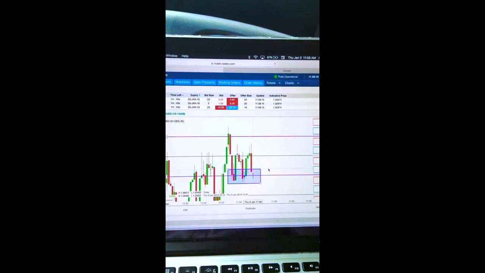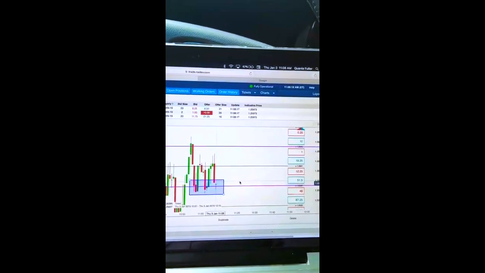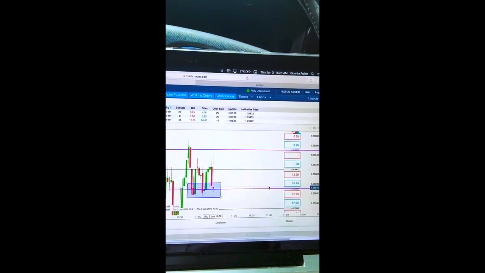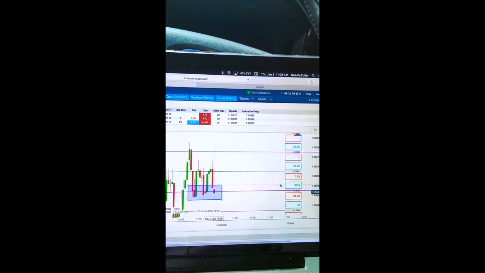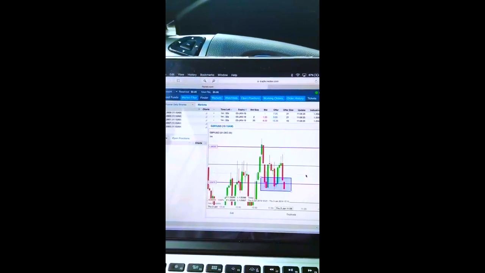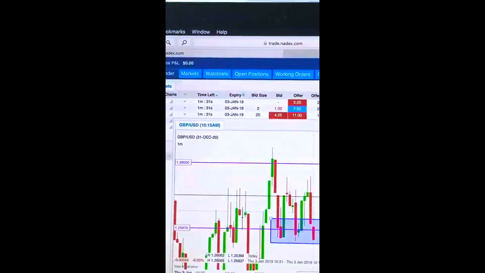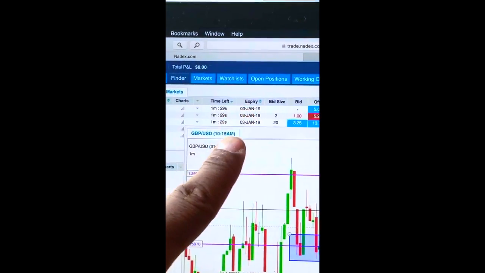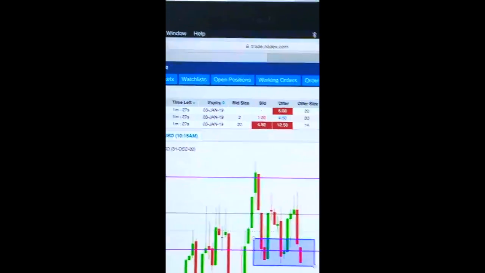Now, if you look at what it's doing now, there's an opportunity there. You see that? There's an opportunity here. And I'm not even going to talk about what it is, because you have to be aware of what's going on. You see how much time there is? There's a minute and change left on the binary.